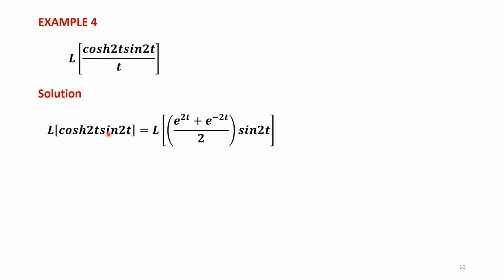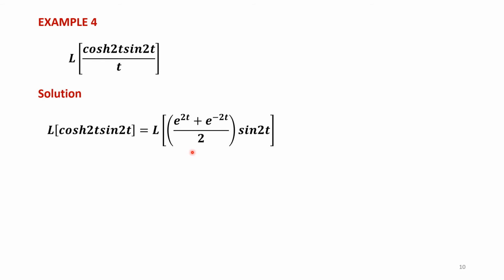Again, we have a product of two functions, so the Laplace transform cannot be applied to both the functions separately. So we make use of the basic definition of cos hyperbolic 2t, which is e raised to 2t plus e raised to minus 2t upon 2, into sine 2t. Since we have a product of two functions, we are trying to simplify this.